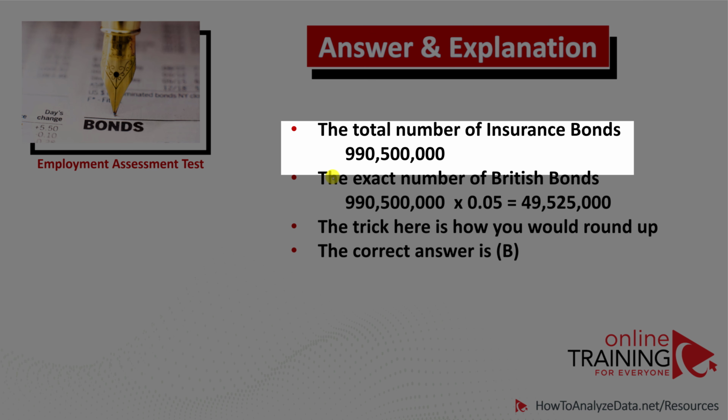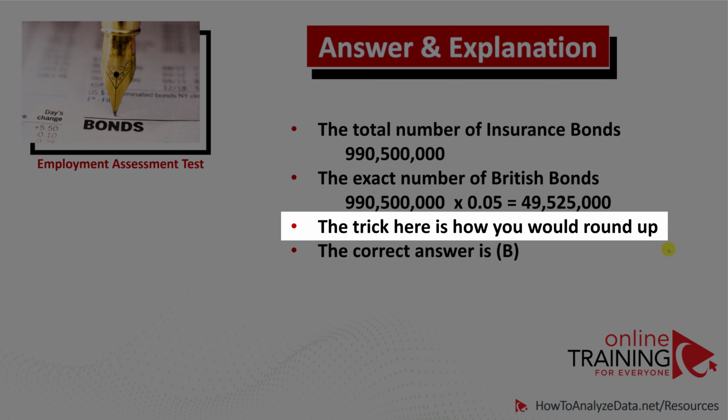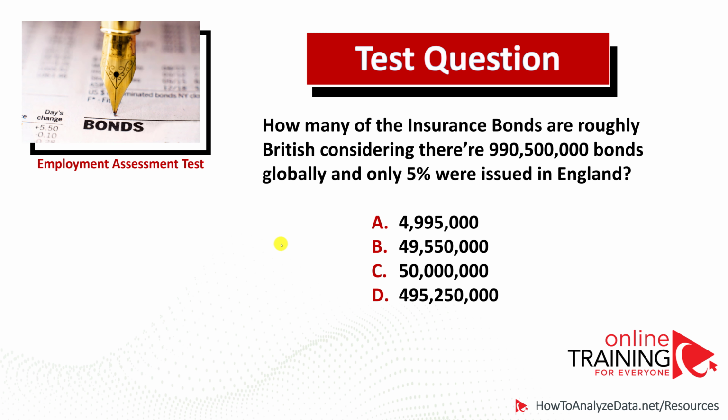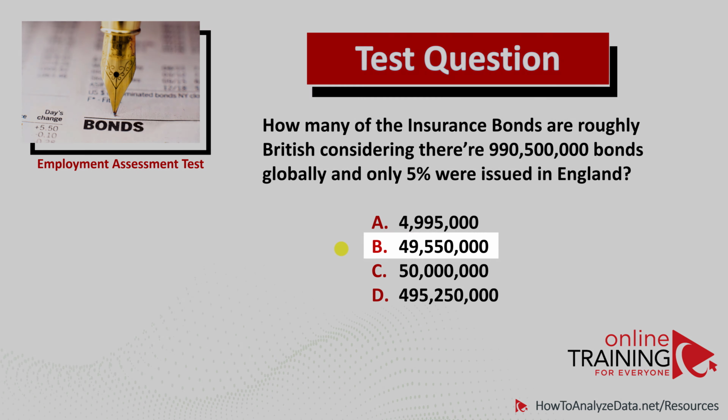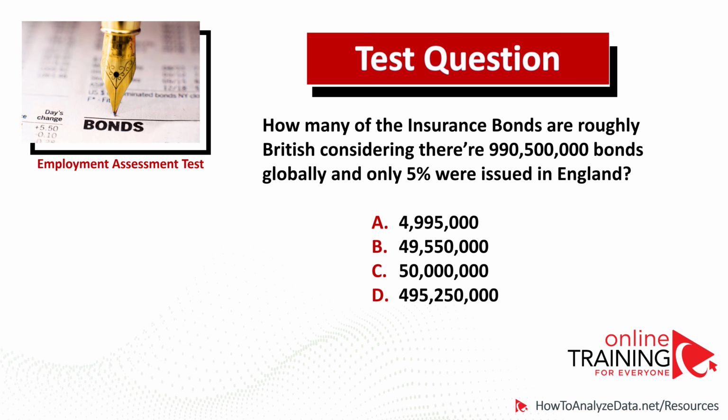Let's recap. The total number of insurance bonds is 990,500,000. If we can do the math on the calculator, we can calculate that the exact number of British bonds is 49,525,000. The trick here is how you would round the number if you do have the calculator. And the second trick is which numbers you would pick if you do this as mental math without the calculator. Regardless, the correct choice is B, 49,550,000. Hopefully you've nailed this question.